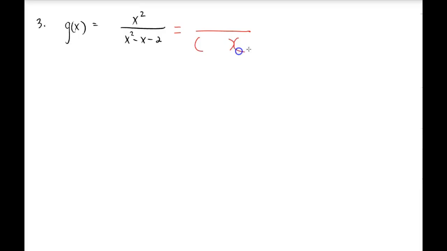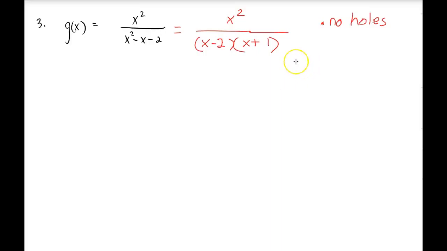In factoring it out, we should have x minus 2 times x plus 1. That's what that would factor out to be. Of course, our numerator would stay the same. Now when we compare numerator with denominator, we see that we do not have any common factors. So this tells us that we have no holes, or put a more fancy way, no removable discontinuities in our graph.